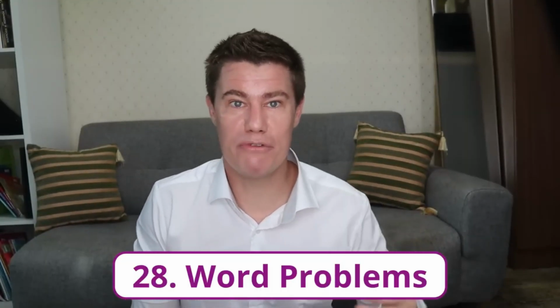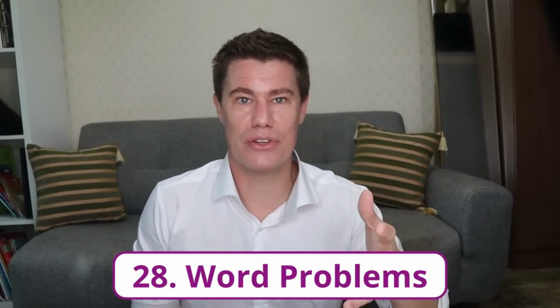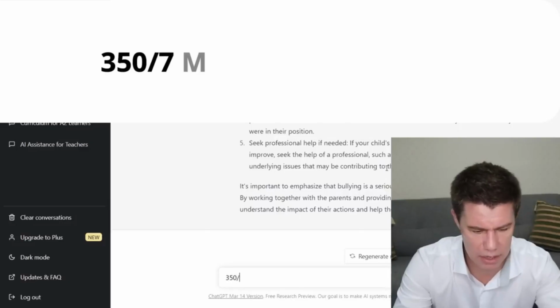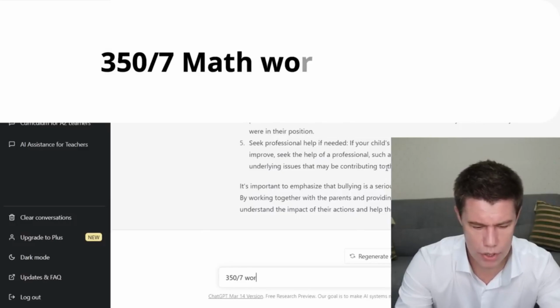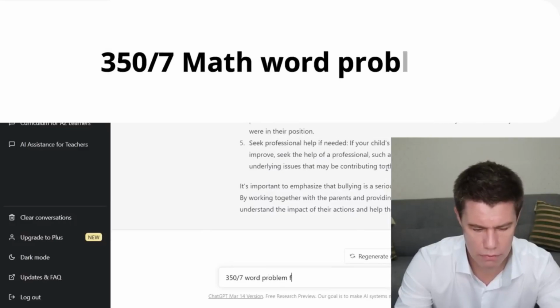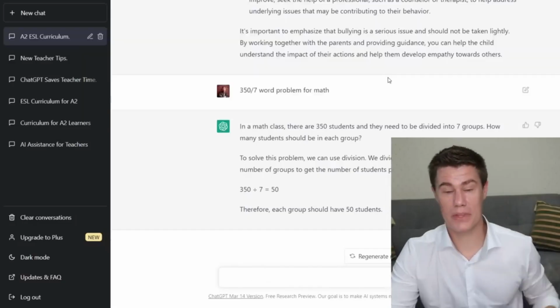Provide word problems. For example, using ratios. ChatGPT gives the problem, the formula for solving it, and a full explanation of the procedure. 350 divided by 7 word problem for math. There we go. Easy.